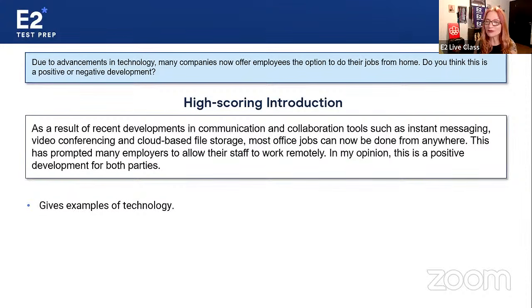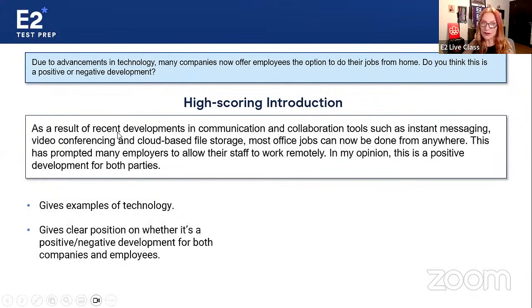So it's not people, office jobs. This has prompted many employers to allow their staff, so staff, not people, once again, to work remotely. So remotely in the sense that from home, from anywhere. In my opinion, this is a positive development for both parties. So it's nice and clear here, the opinion.